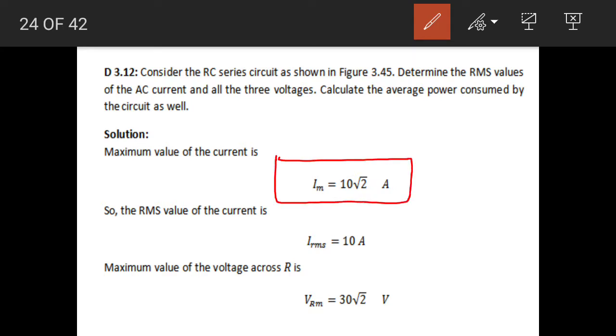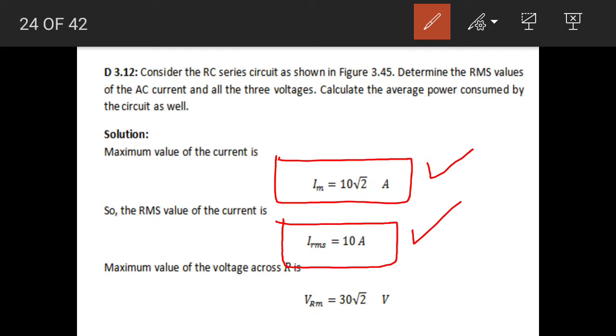Here is the maximum value of the AC current. We divide this maximum value by under root 2, and we obtain 10 ampere, which is the RMS value of this AC current. If we install an ammeter in series in this series combination, then the ammeter will read the RMS value of the current, which is 10 ampere. So the ammeter will read 10 ampere only.